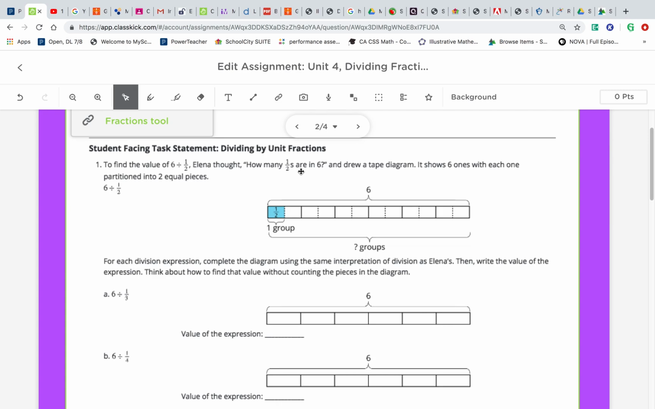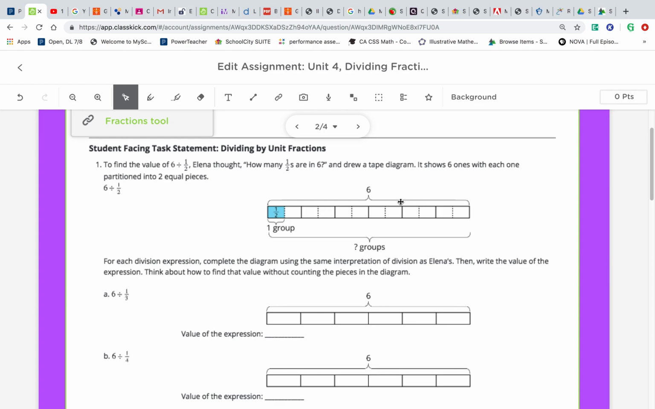And so she drew a tape diagram, and it shows 6 ones with each one partitioned into 2 equal pieces. Partitions means they split it up. So you can see here, this is like one whole, and then she split it into 2 pieces. So that means this piece is 1/2. Each piece is 1/2, right? And so you can go and count all the pieces. How many pieces are there? 1, 2, 3, 4, 5, 6, 7, 8, 9, 10, 11, 12. There's 12 pieces. Okay, so that's what it looks like on the diagram with 12 pieces. So you take 6 wholes, label those, and then split those wholes into halves.